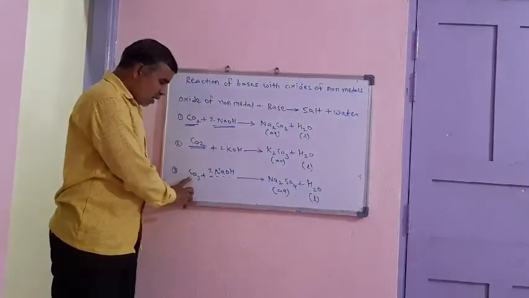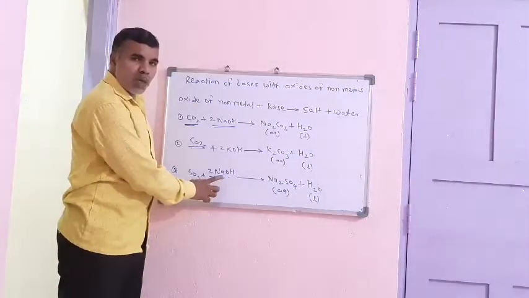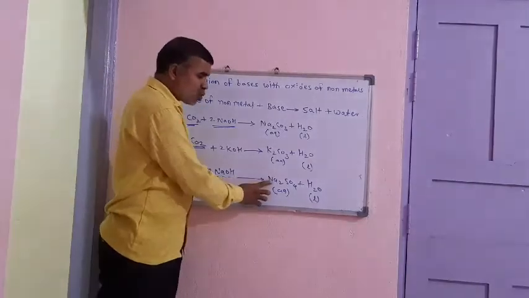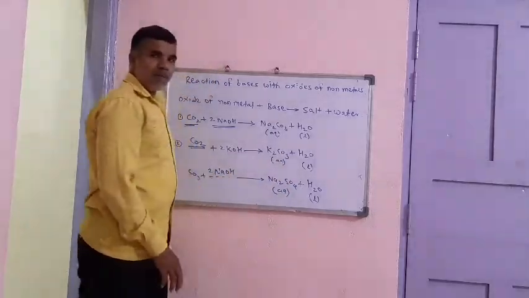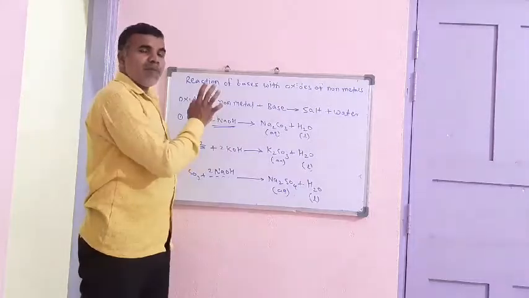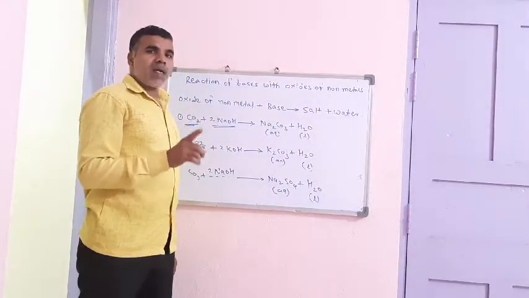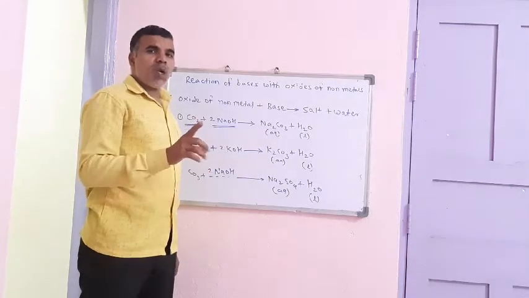Sulfur trioxide reacted with sodium hydroxide, we get sodium sulfate and water. So these three chemical reactions are related with non-metal oxides and bases. Any non-metal oxide reacted with a base forms salt and water.